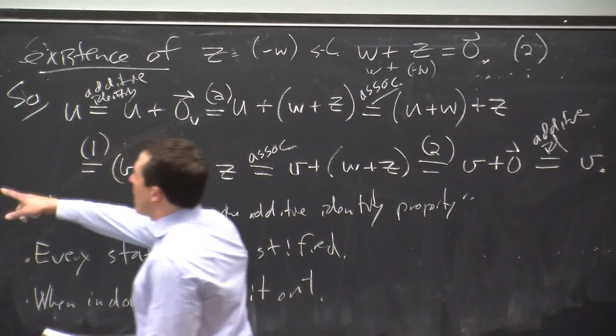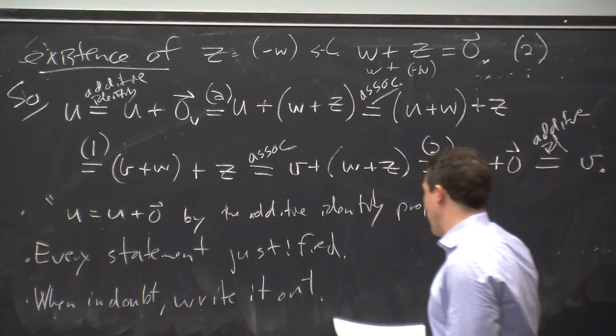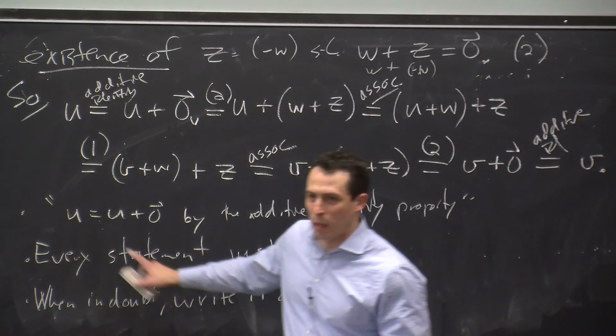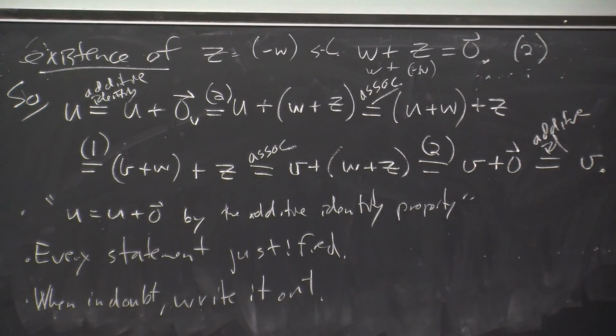OK, so this is a really handy proposition, cancellation. Of course, it's not really a property of vector spaces. It's a property of groups. So all I used were group axioms. I didn't really use any of these other axioms. But it has lots of nice corollaries that we're sort of using. But let's justify them formally.